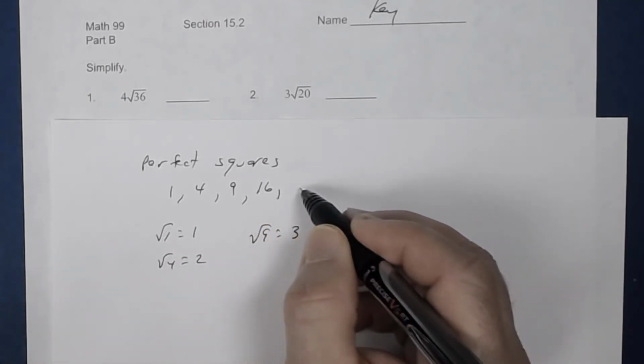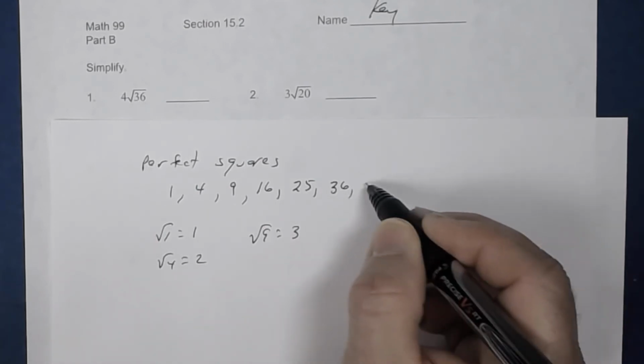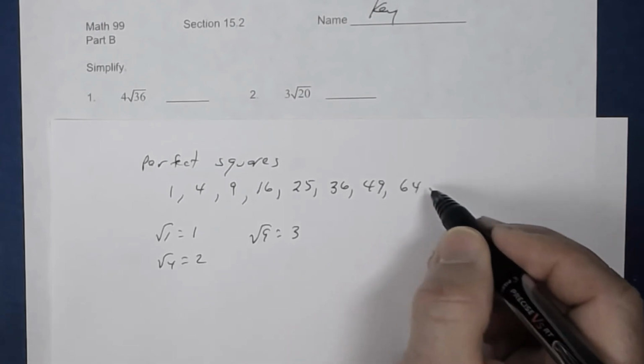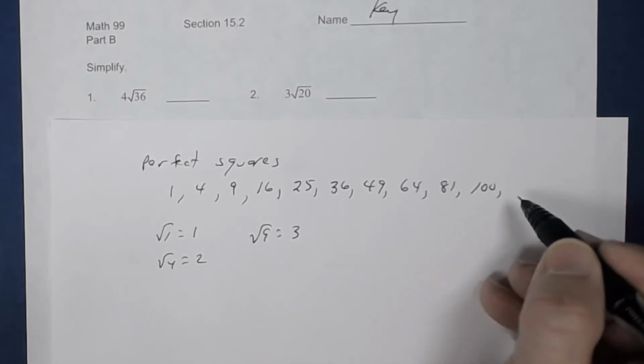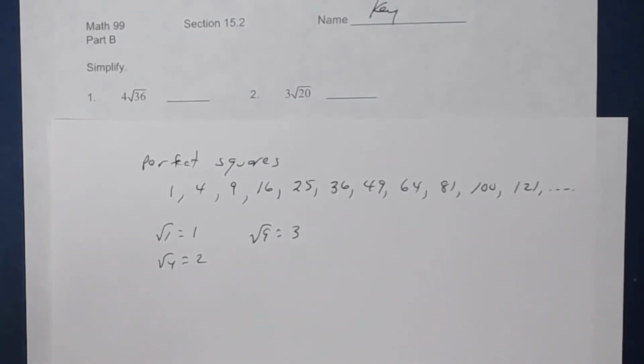4 times 4 is 16, 5 times 5 is 25, 6 times 6 is 36, 7 times 7 is 49, 8 times 8 is 64, 9 times 9 is 81, 10 times 10 is 100, 11 times 11 is 121, and so on. So there are an infinite number of those. For our problems, though, we're not going to get way beyond that, so probably the largest you'll need is 121. Okay, now here's the idea.